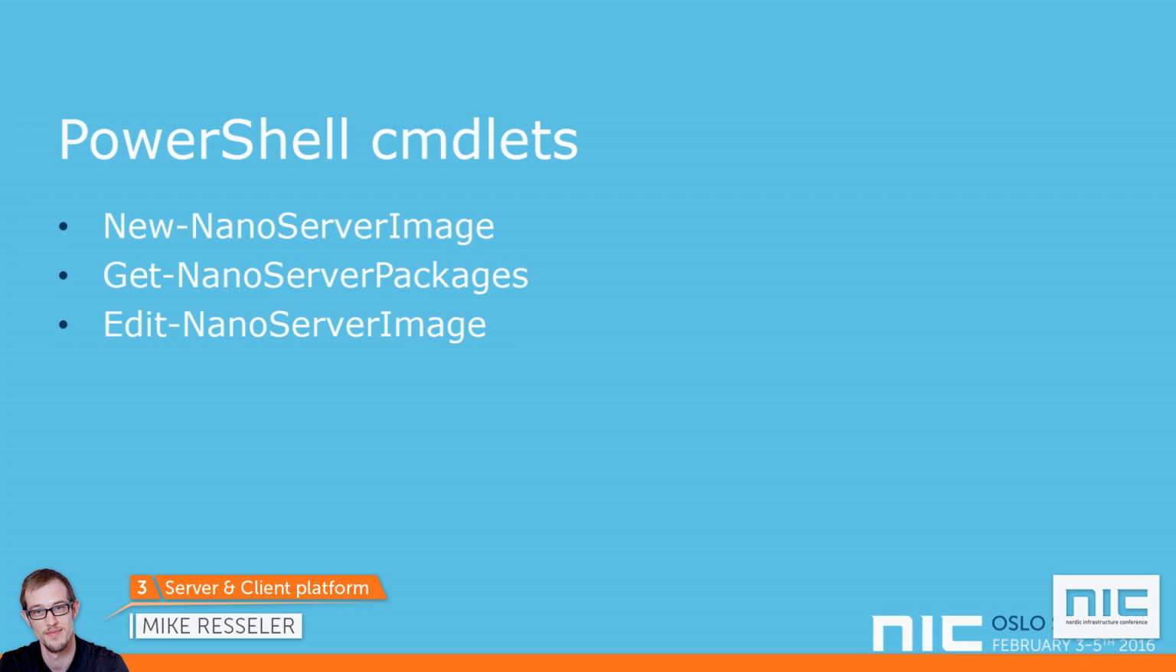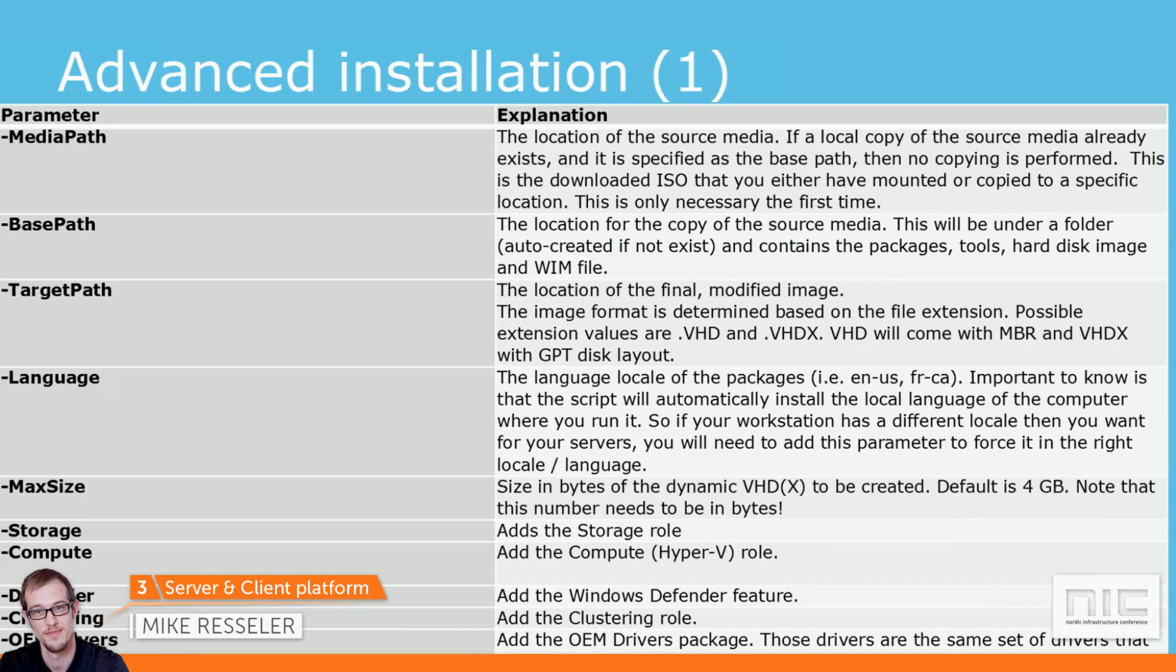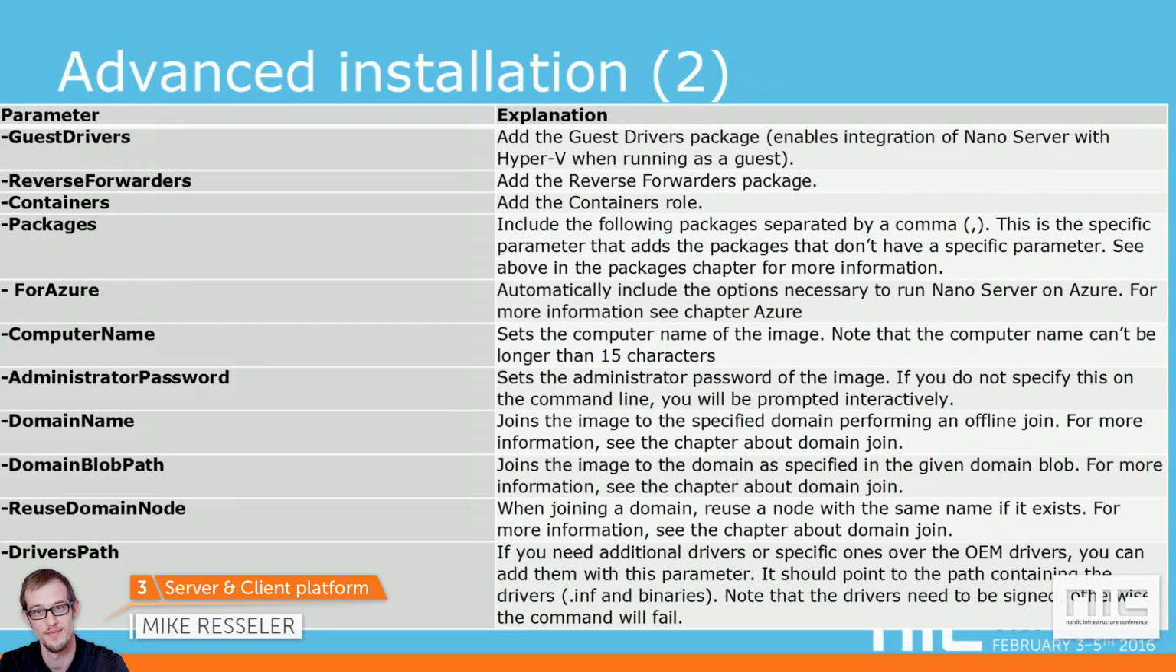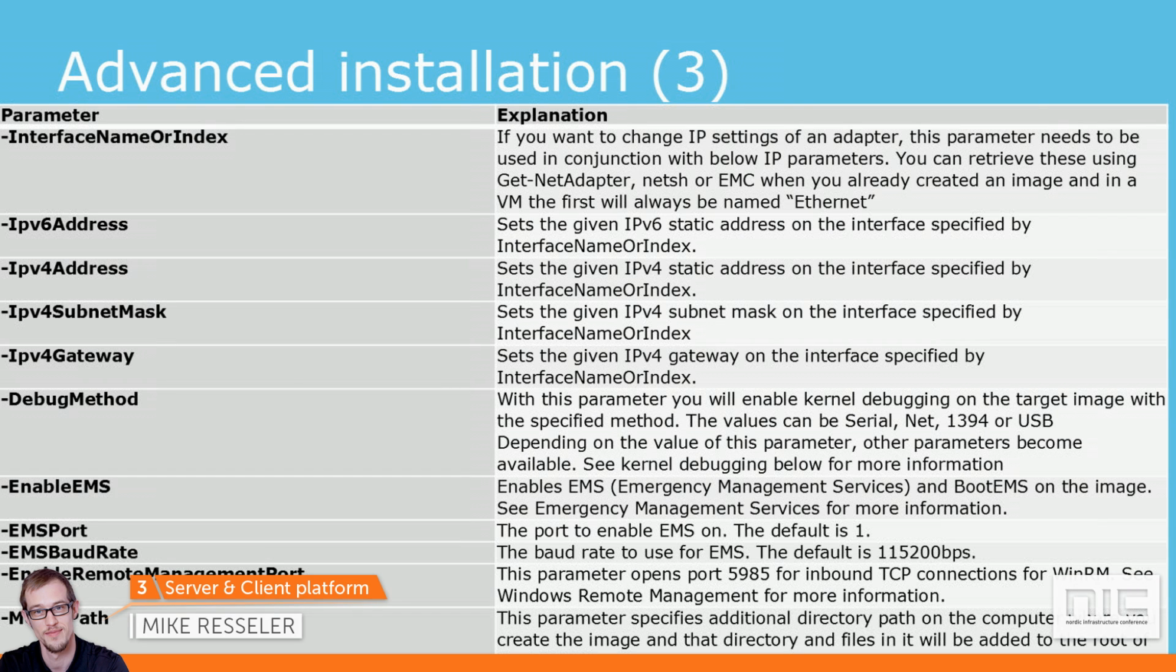Now let's talk a little bit about the PowerShell cmdlets, how you can add those packages and how you can actually start tweaking your images. So if you're going to look at that PowerShell script, if you're going to look at those different cmdlets, you're going to see there are quite a few parameters. And when I say quite a few, I mean quite a few.